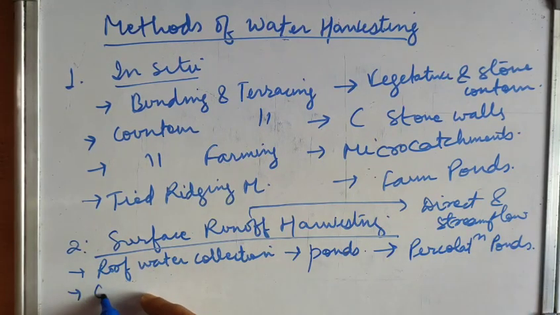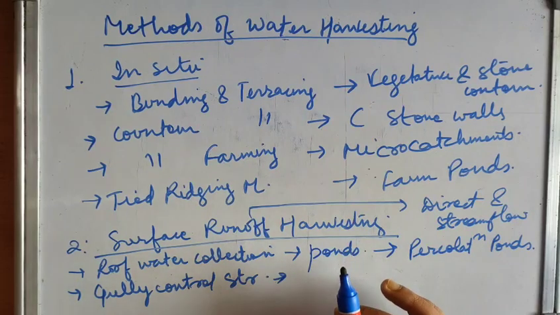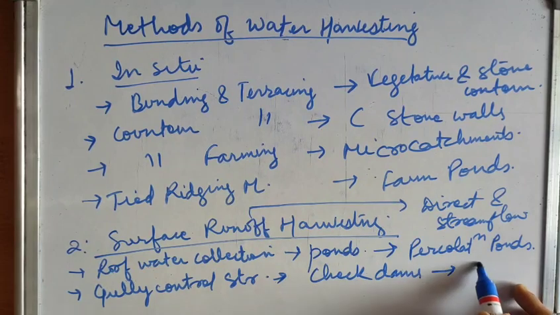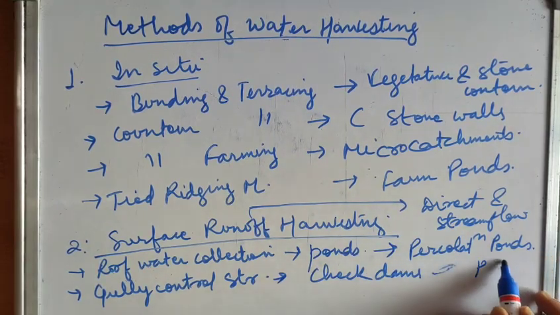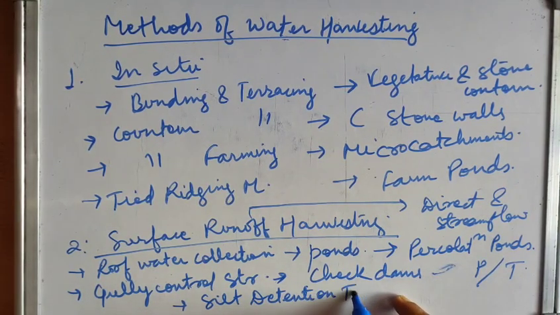We can make gully control structures. We can make check dams. We can make both permanent as well as temporary check dams. Silt detention tanks. We can make silt detention tanks. Normal tanks. So these are the surface runoff harvesting methods.